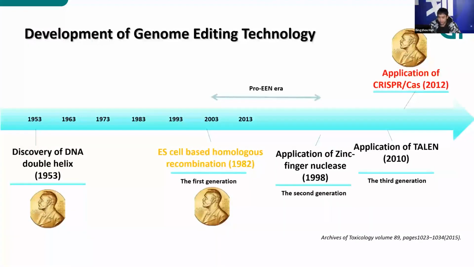So here's a brief timeline of the development of the genome editing technology. Since Watson, Crick, and their colleagues discovered the DNA double-strand helix structure in the middle of the last century, then 30 years later, after we obtained some of the gene sequence and gene cloning information, the first generation of the targeted modification strategy based on the embryonic stem cell by homologous recombination was developed, and then came the development of the engineered endonucleases like Zinc-finger, TALEN, and the currently most popular CRISPR-Cas strategies, which also obtained the Nobel Prize in Chemistry in 2020.